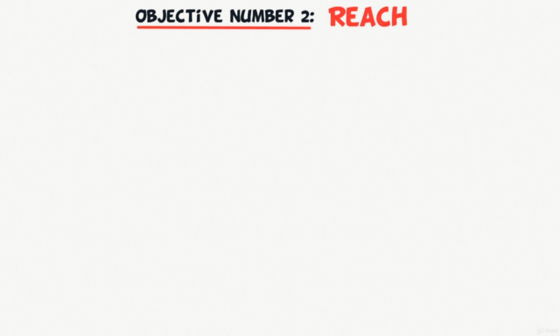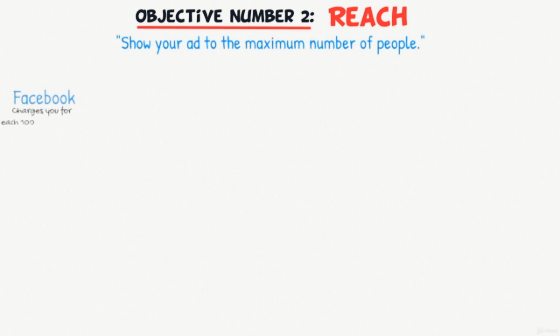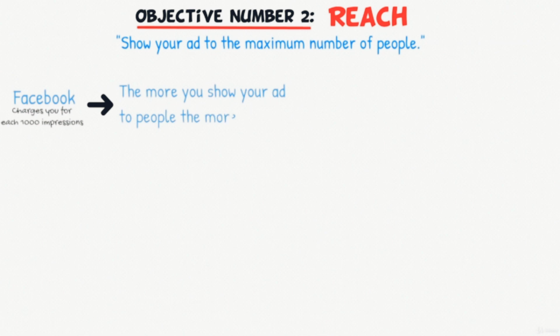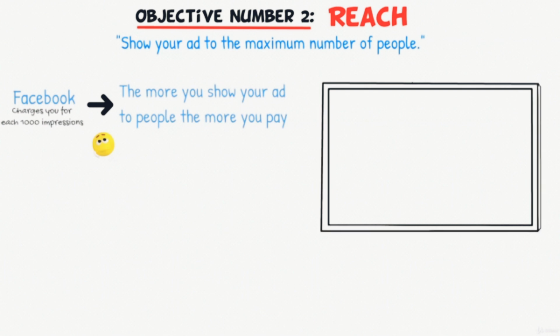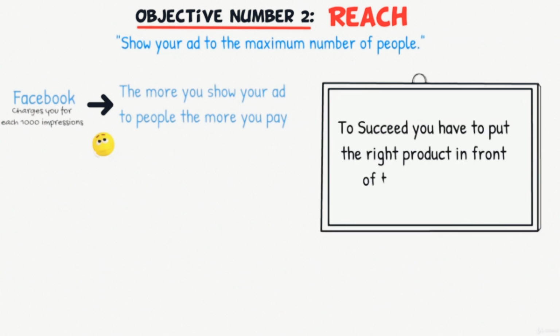Objective number 2, reach. The simplest translation of this objective is show your ad to the maximum number of people. A campaign with this objective will cost you a lot. Facebook charges you for each 1,000 impressions, so the more you show your ad to people, the more you pay. In order to succeed, you have to put the right product or service in front of the right person.